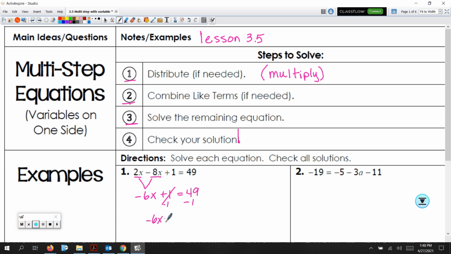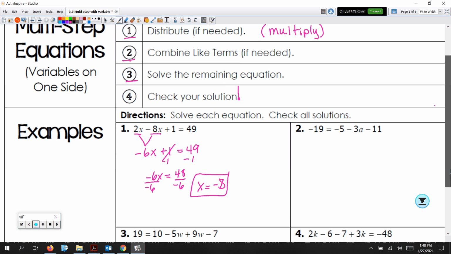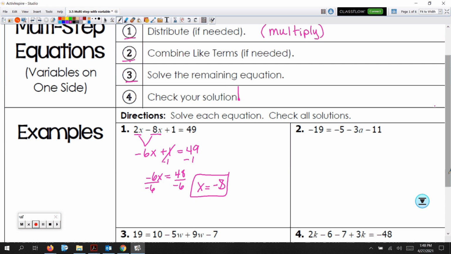Subtract 1, right? That's just a two-step at this point. Negative 6x is equal to 48. Divide by negative 6. And x is equal to negative 7. I'm sorry, negative 8. Okay? Negative 8. We can always plug that back in to make sure that we get that the left side equals the right side, okay?